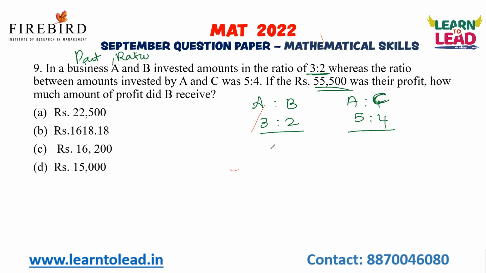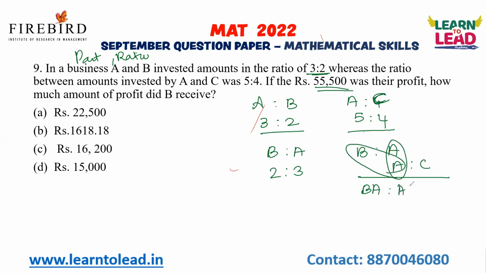So if A is to B is 3:2, then B is to A will be 2:3. Now if you combine B:A and A:C, the ratio of combination is B:A into A:C. This is the combination.